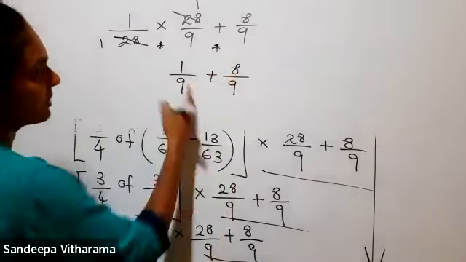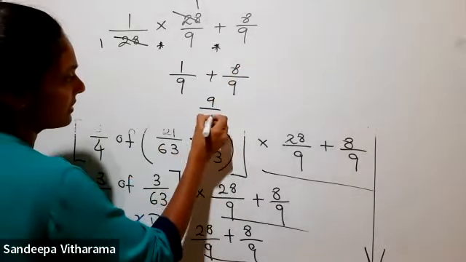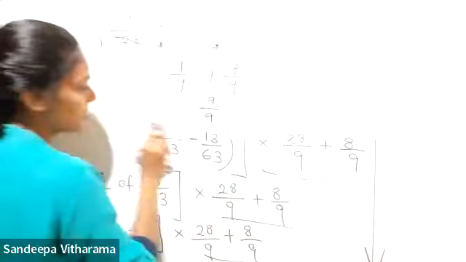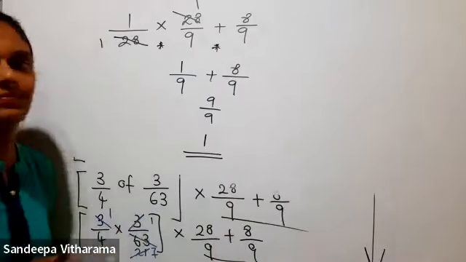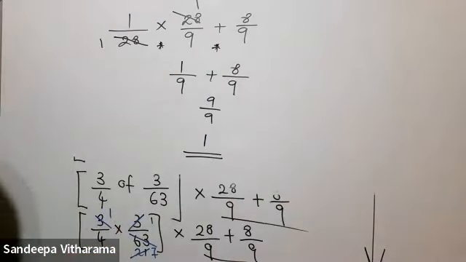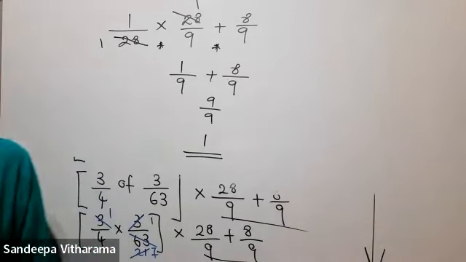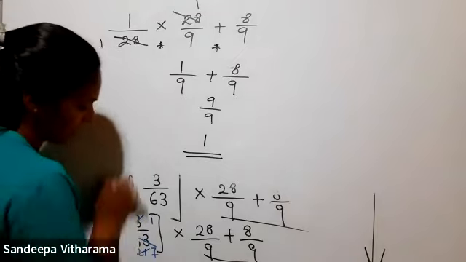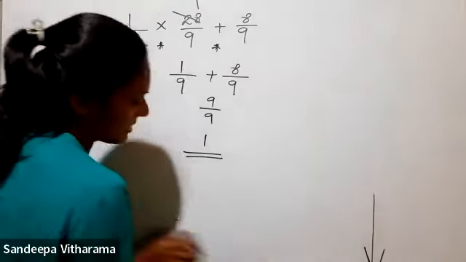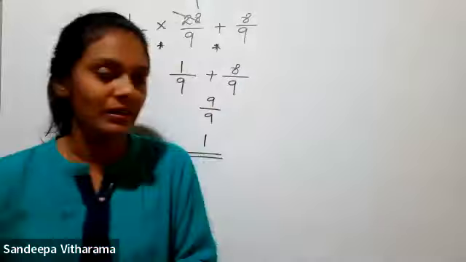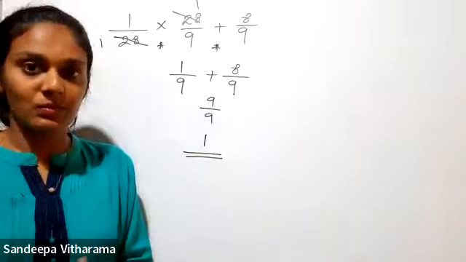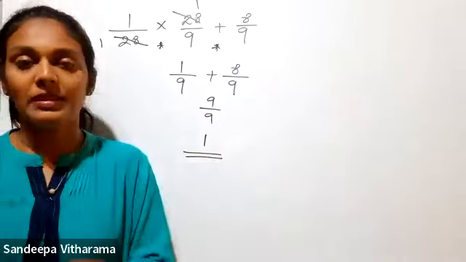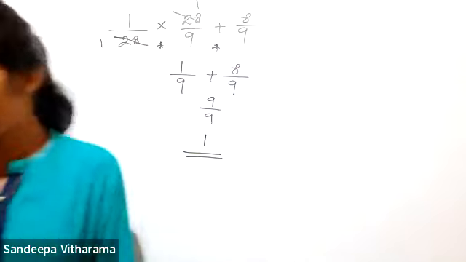Okay, so now 1 plus 8 it is 9. 9 upon 9. So the answer is 1. Okay. Actually, though it looks very difficult, if you follow the correct steps, that means if you do the correct operation at the correct time, according to the order, following the BODMAS rule, then you will be able to obtain the correct answer.